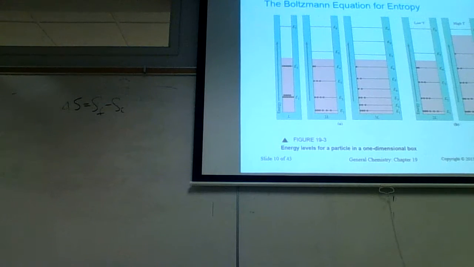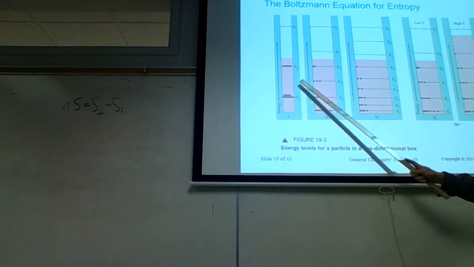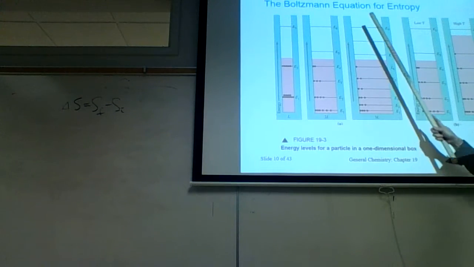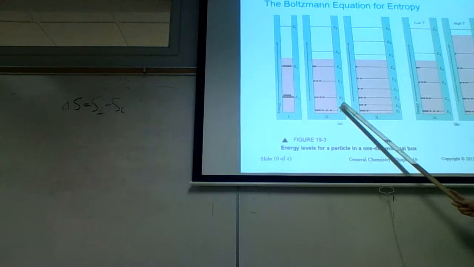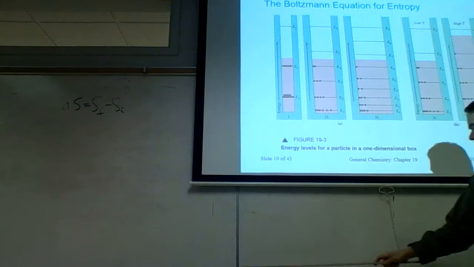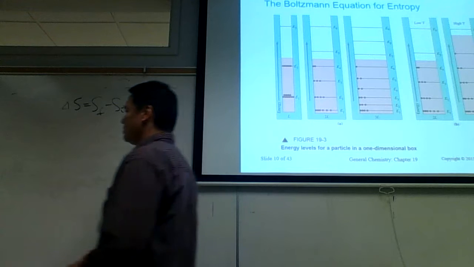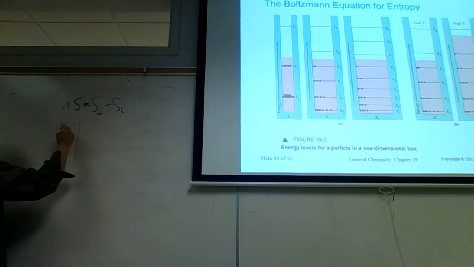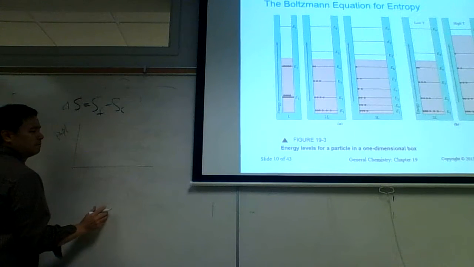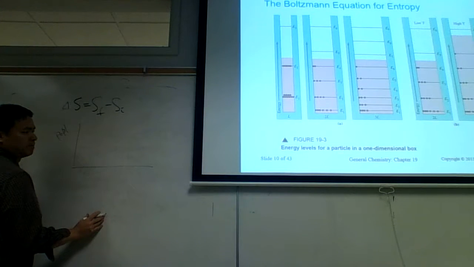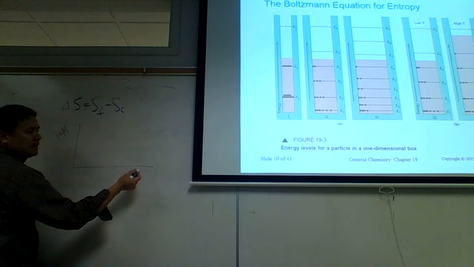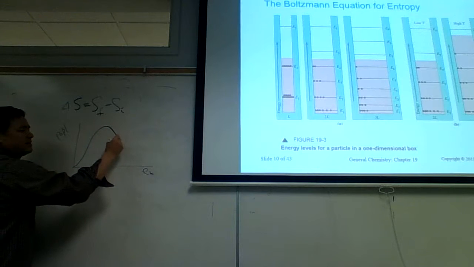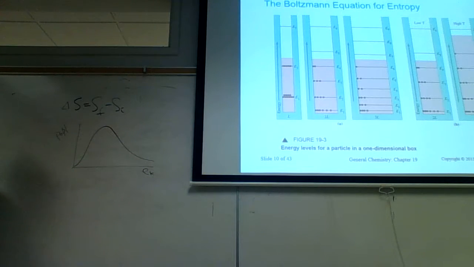In terms of microstates, this is what we see here. There are fewer ways of arranging things because there are only two energy levels. What we're looking at here is a Boltzmann thermal distribution. Do you remember the Maxwell-Boltzmann thermal distribution, where we plot population versus kinetic energy? Let's just do energy. And we get a curve like this, right?